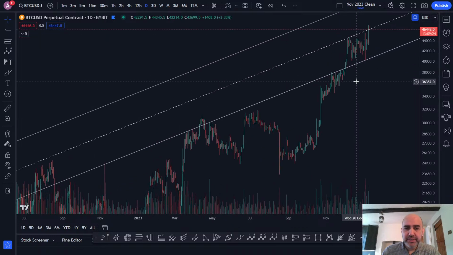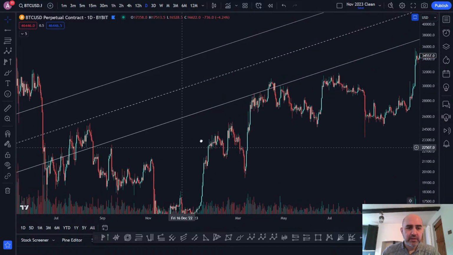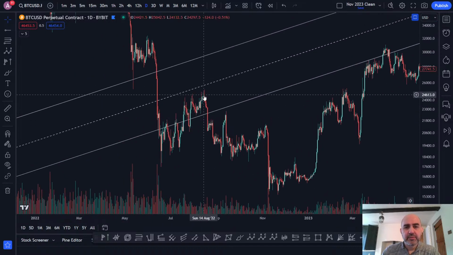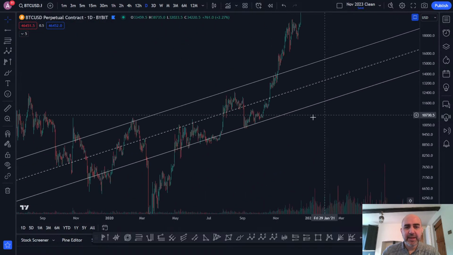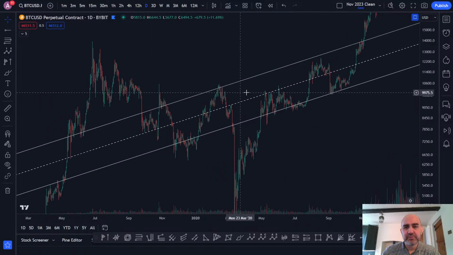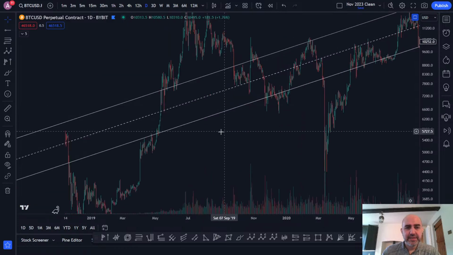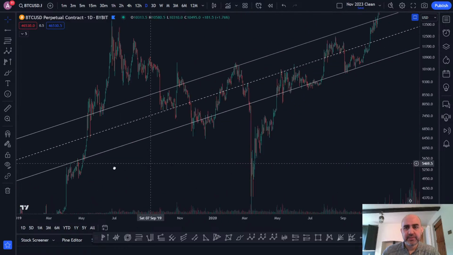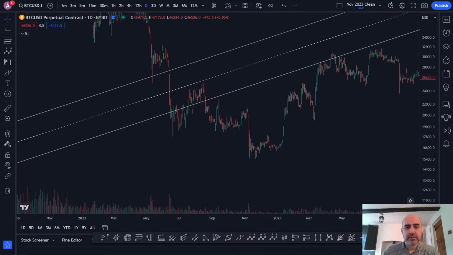And then when I drew this, I noticed that there was some kind of movement around the channel, and what I liked about it is that it goes back quite a far distance. It goes back to 2020. You can kind of see how the price moves around this channel. Not exact, but I think it's enough for me to use it.